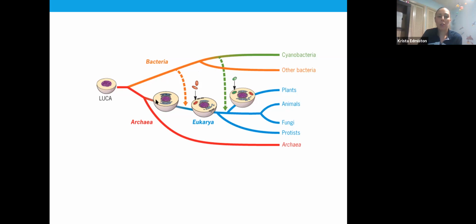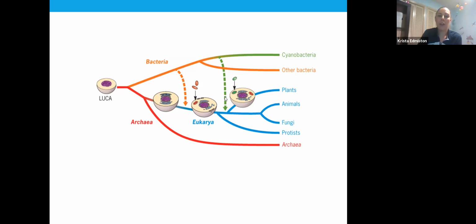So somewhere along the way, the line that became the eukaryotes here in the middle picked up these unique organelles, the mitochondria and the chloroplasts. And so what we believe is that at some point during evolution, a larger eukaryotic cell engulfed a smaller prokaryotic cell and enslaved it, or in an endosymbiont, it was in symbiosis with each other. And later that formed into the mitochondria.